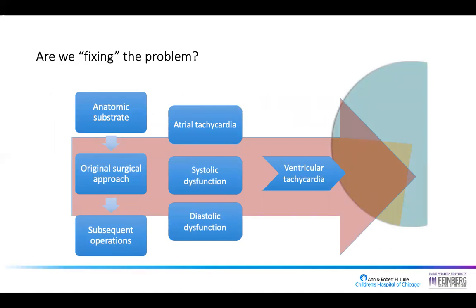So let me summarize for a second here. This is back to that same screen, but this time I'm going to try to tell you a little bit about the data that I just summarized. So are we fixing the problem? Well, our original surgical approach is getting much, much better.